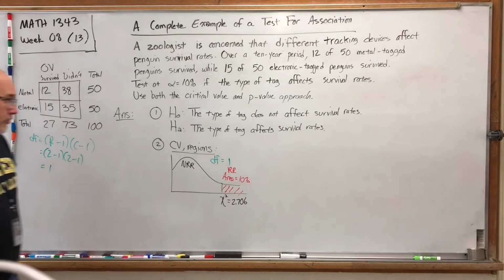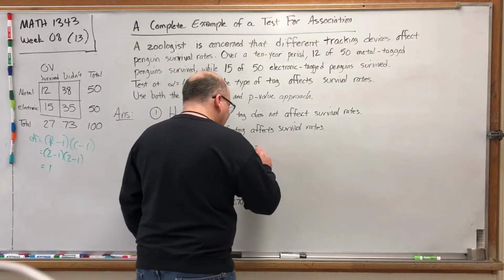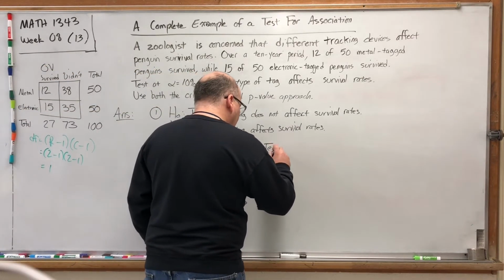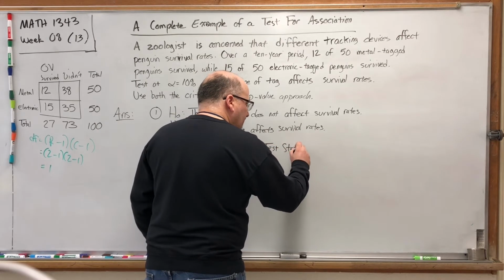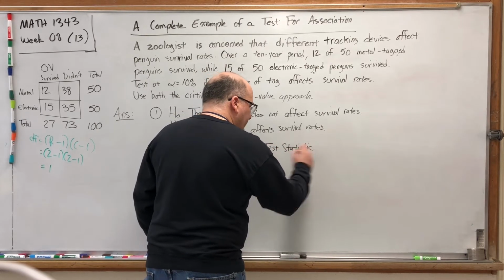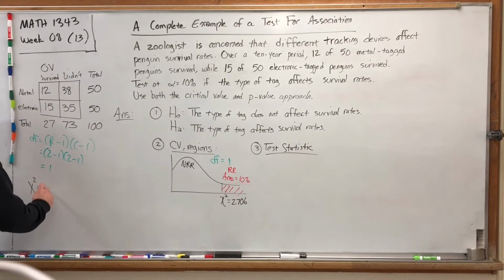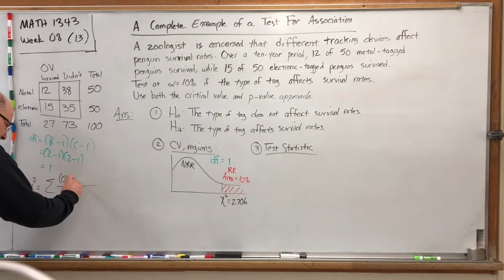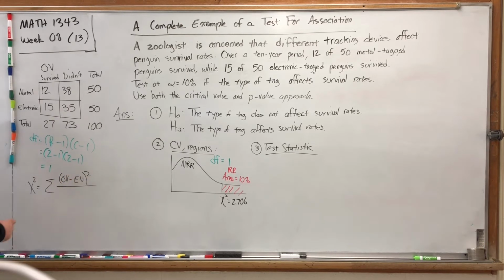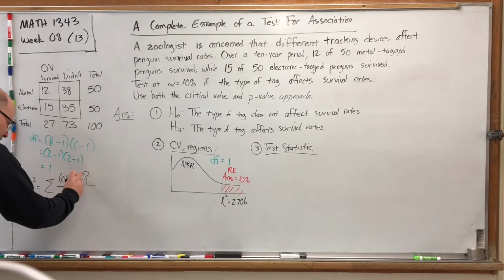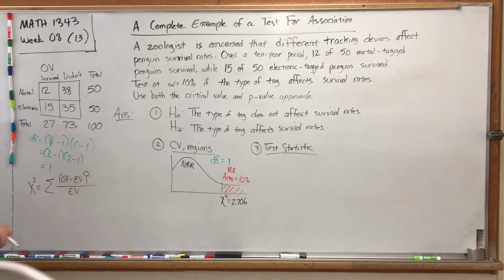All right, step 3. We calculate the test statistic. Recall that the formula for the test statistic is chi-squared is equal to the sum of the observed value minus the expected value, that's difference squared, compared to the expected value. So we have to calculate that for each cell, but we don't have our expected values yet.